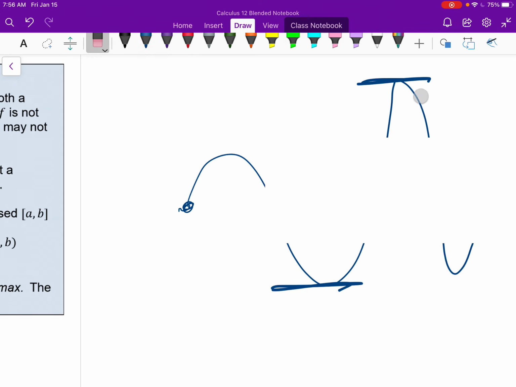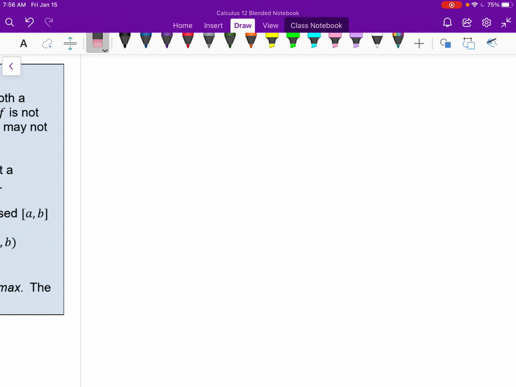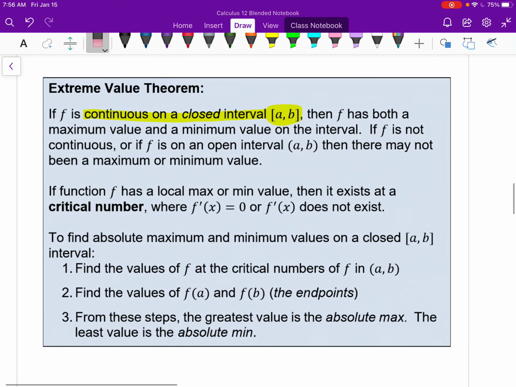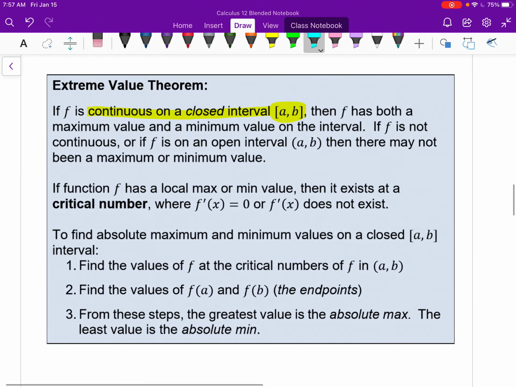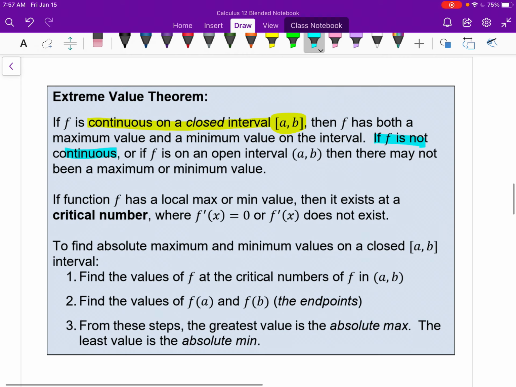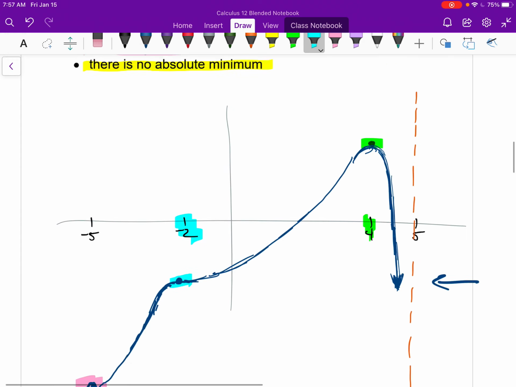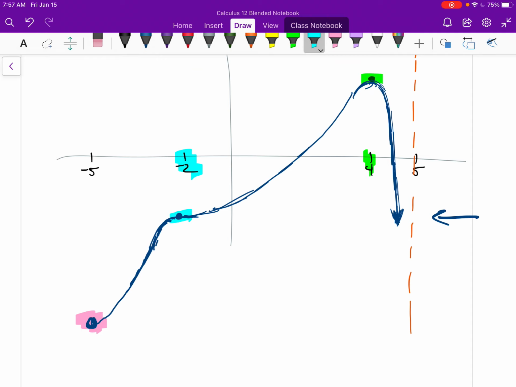So that's essentially what the extreme value theorem says. It just makes sense once I draw a few examples. However, if f is not continuous, or if f has an open interval where it doesn't have endpoints, at least one of them, then there may not be a maximum or a minimum. And we saw that in the last example. There was no minimum. It went down forever. It had an absolute maximum, but it had no minimum value.